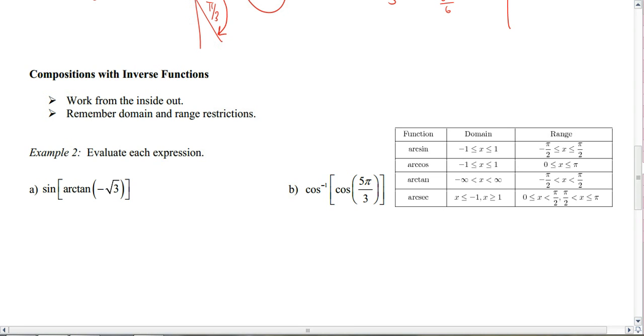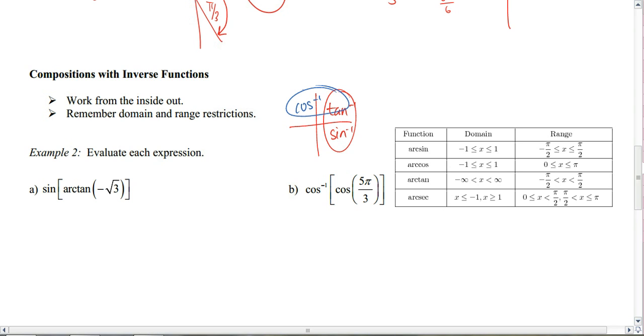All right, great job. And now let's move on to example two. We're going to talk about compositions with inverse functions. So my big hint here: work from the inside out. And remember, if you're doing any arc anything, keep in mind the restrictions. Again, arc cosine is in quadrants 1 and 2, and arc tangent and arc sine are in quadrants 1 and 4. So keep those in mind because they're going to rear their ugly heads probably in this example somewhere.